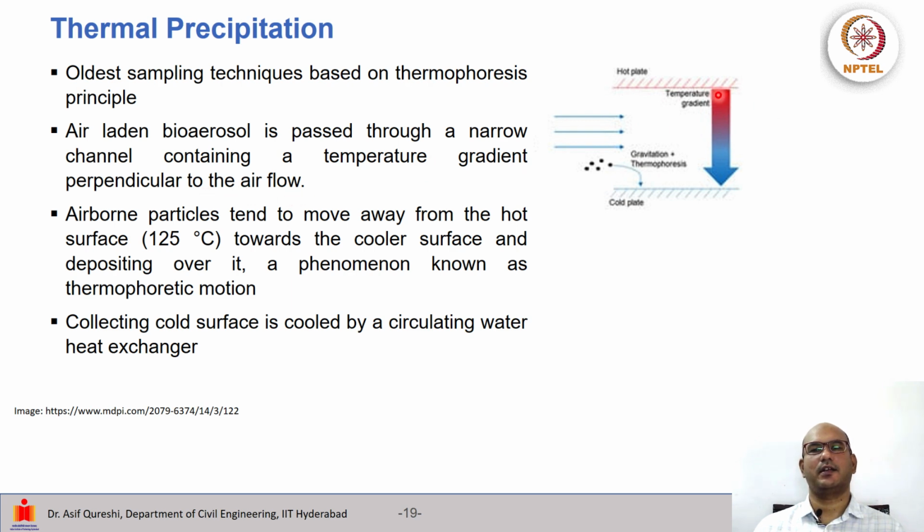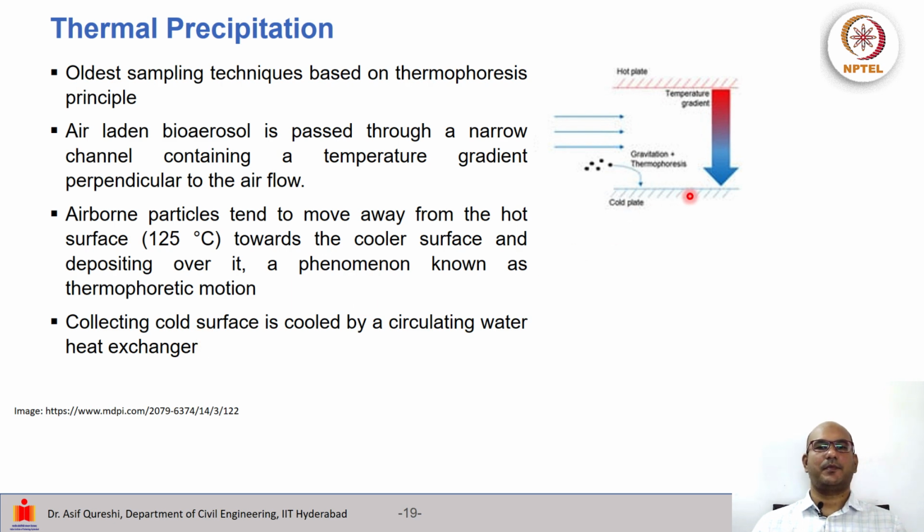So we have a hot plate here and a cold plate here. Airborne particles will tend to move away from the hot surface, sometimes maintained at around 125 Celsius, towards the cooler surface and then deposit on it. Of course some gravity may be involved, and the temperature gradient is there. So the particle will deposit towards the cold plate, a phenomenon known as thermophoretic motion.